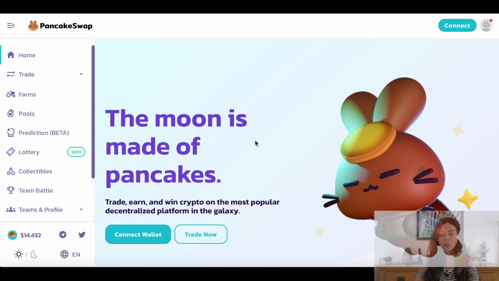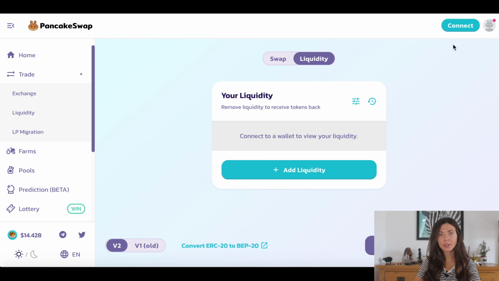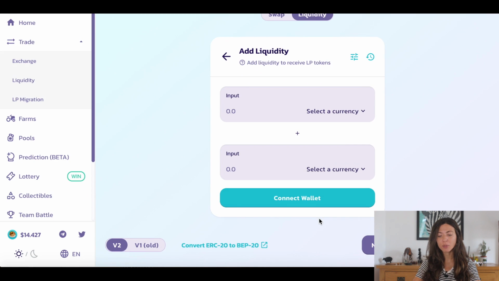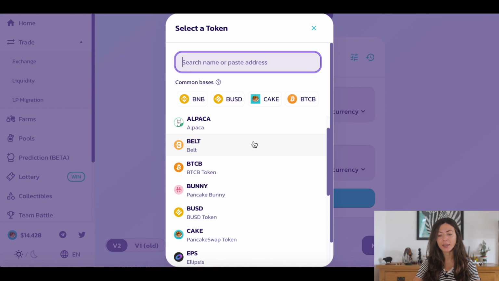So let's look at the example on PancakeSwap. If you go to their homepage, the first thing that you have to click is Trade, and here you see this tab, Liquidity. Obviously, you have to connect your wallet as always so that PancakeSwap can see which tokens and how many of each you have, so how many tokens you can use to provide the liquidity. In any case, you have to click the Add Liquidity button, and here you can choose the currency and how many tokens you want to lend.